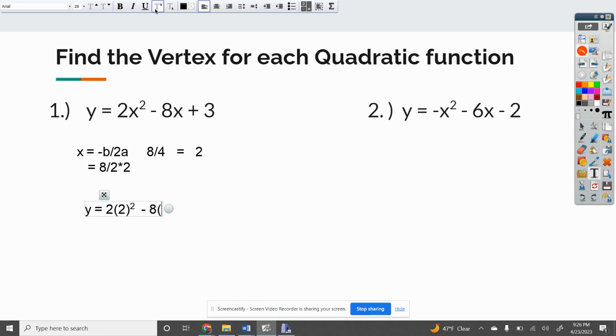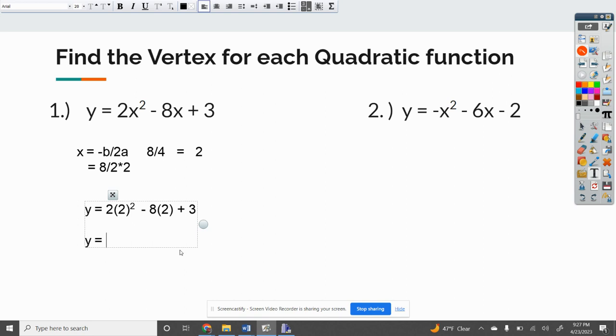Then I'm plugging, again, I'm still substituting. I found x was 2. I'm still substituting 2 in for x. So I'm replacing this x here with a 2. All I did was copy down the original equation, except I plugged a 2 in for x. And here's what I got.